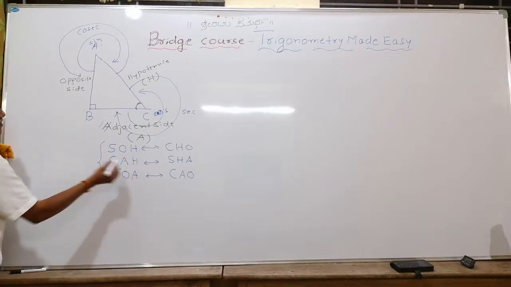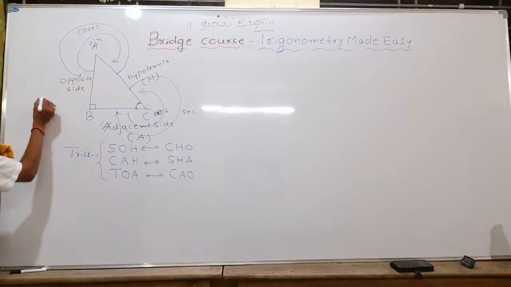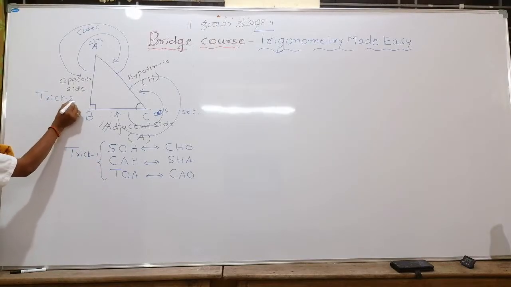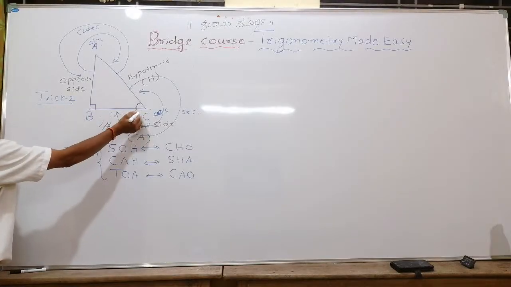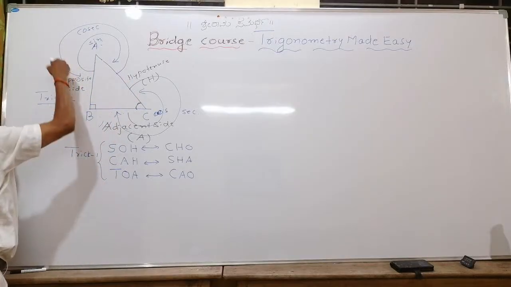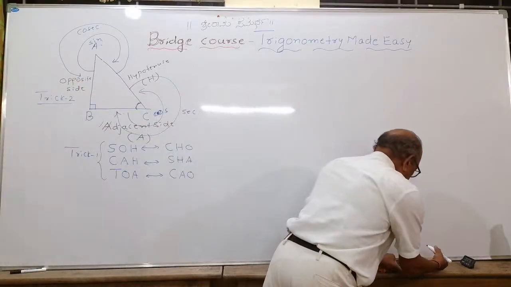This is one trick, trick 1. And a second trick is very important in mathematics: you must know the trick to remember easily. What is sine C? Sine is opposite upon hypotenuse. Cosec is hypotenuse upon opposite. Okay. Are you getting me?